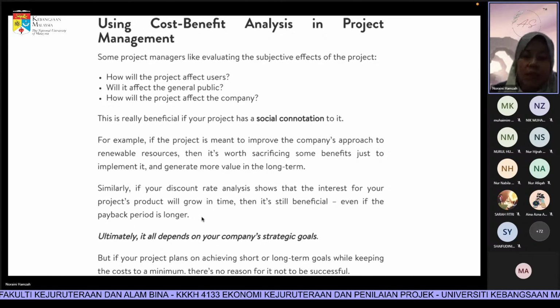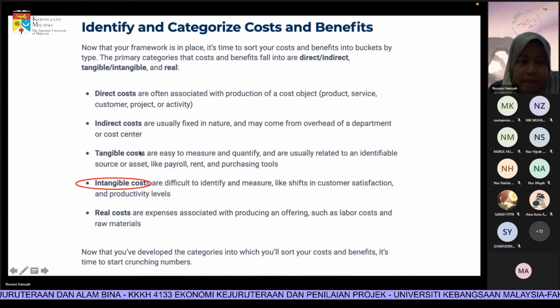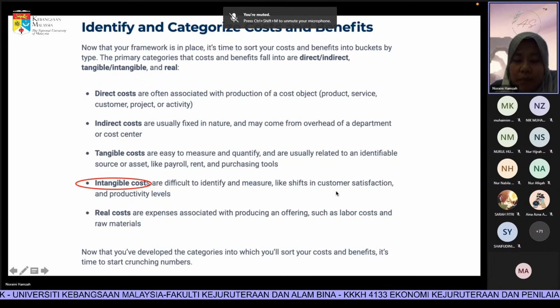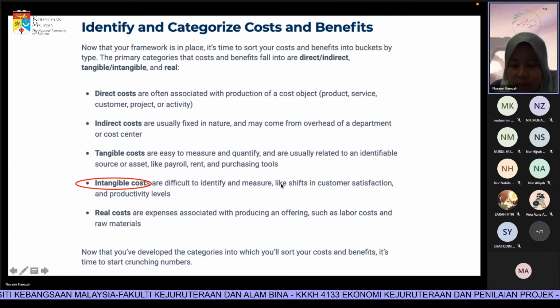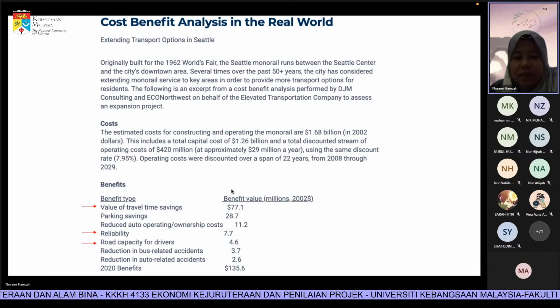Okay, so here is an example. Direct cost, intangible cost, and tangible cost. Intangibles are difficult to identify and measure, like a shift in customer satisfaction. How do you want to measure customer satisfaction? How do you measure productivity levels? How do you put this into numbers? But in CBA, yes, you can do that. It means you have room to include intangible aspects and just put a figure there accordingly.